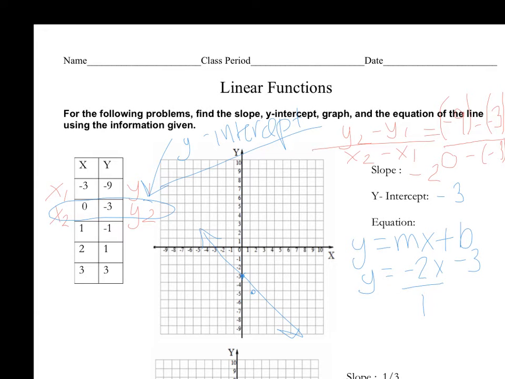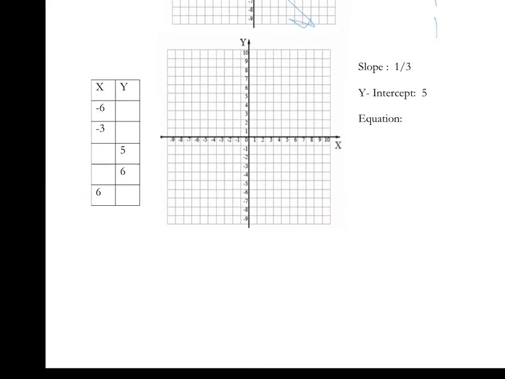Okay. Pause when you're done listening through this. Make sure you have everything copied down. When you're ready, press play.